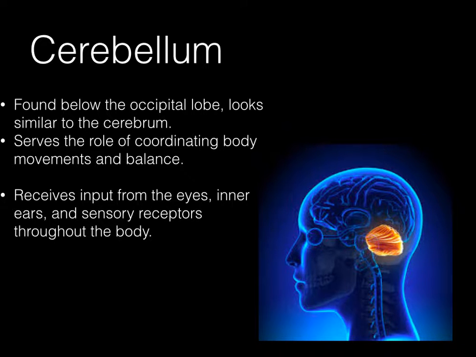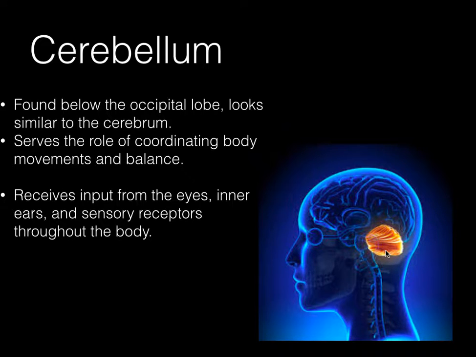So the cerebellum, this is below the occipital lobe. You couldn't really see it if you're just looking at a brain. It's going to be hidden underneath the cerebrum. So found below the occipital lobe, it looks similar to the cerebrum. This serves the role of coordinating body movements and balance.